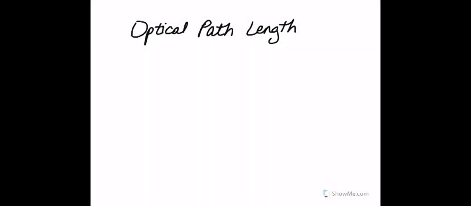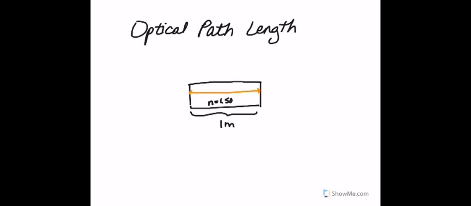I want to first consider that we have a block of glass in air, and this glass is 1 meter thick and has an index of refraction of 1.50. And if we wanted to know how long it would take for a ray of light to travel from one end of the glass to the other, we could use our formulas. Velocity equals distance over time. And in this case, we want to solve for time. How long does it take for that ray of light to travel through? And so we could rearrange to T equals D over V.